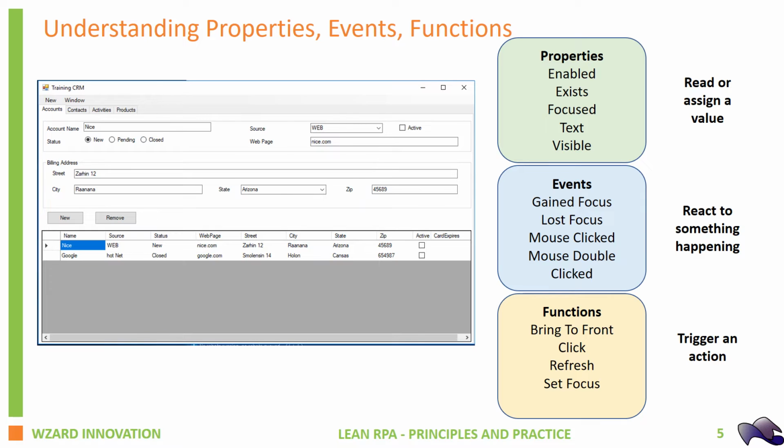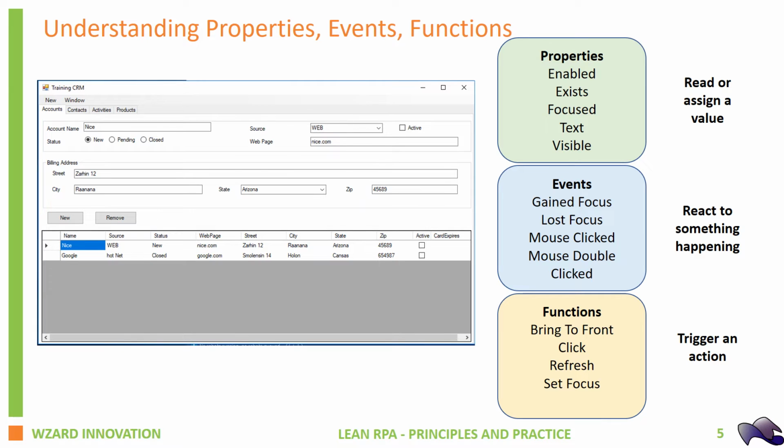So some of the typical properties then are enabled. Enabled means that the field or object is available for the user to interact with. An enabled object can respond to the user, where an enabled set to false would prevent that. Exist is a property, again true or false, that tells you whether something exists yet. If you're waiting for a window to open, for example, you're waiting for that window to exist.